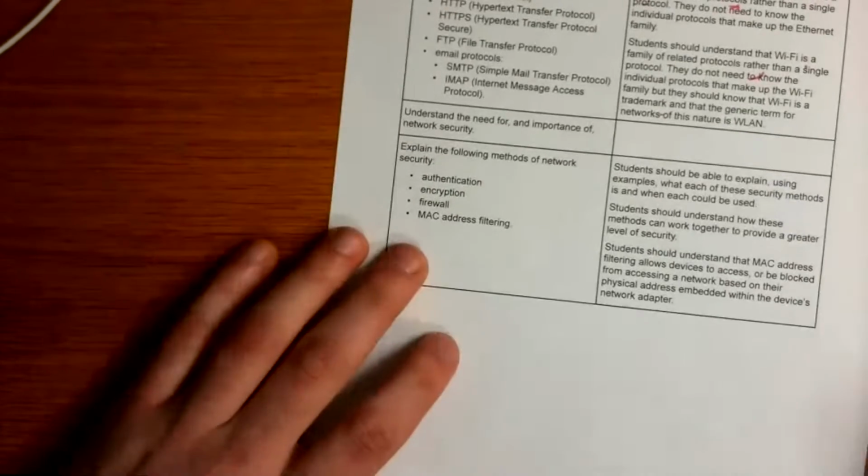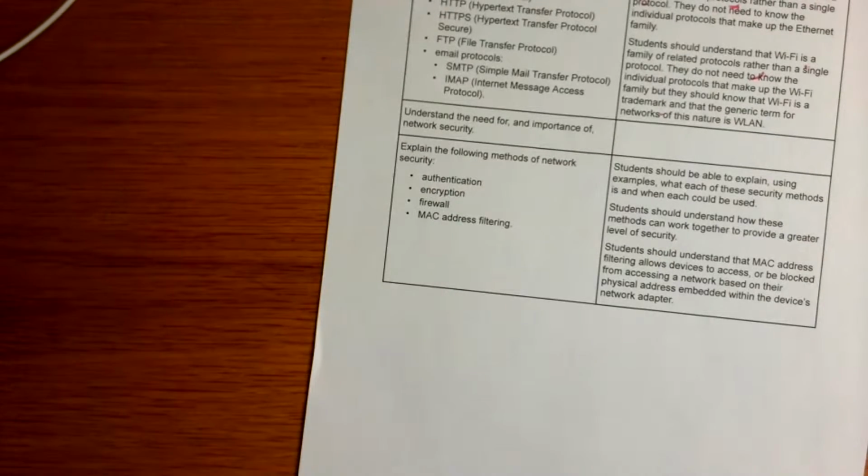And there are 4 different ways that it talks about in the spec that you can use to make your network secure. And they're authentication, encryption, firewall, and MAC address filtering. So we don't have to go into too much detail under this one, but it's well worth going into a little bit of detail in some of these.